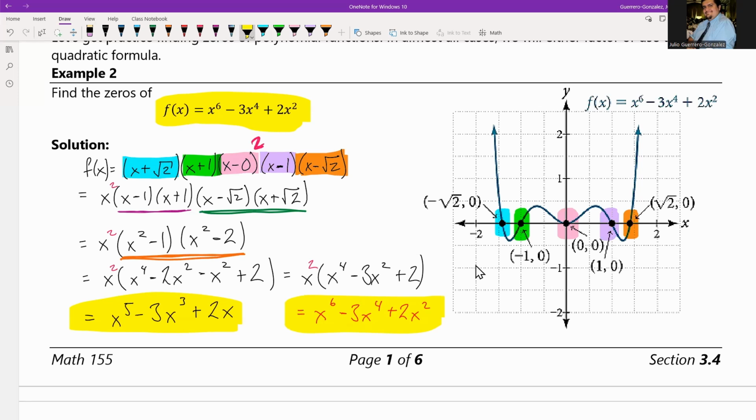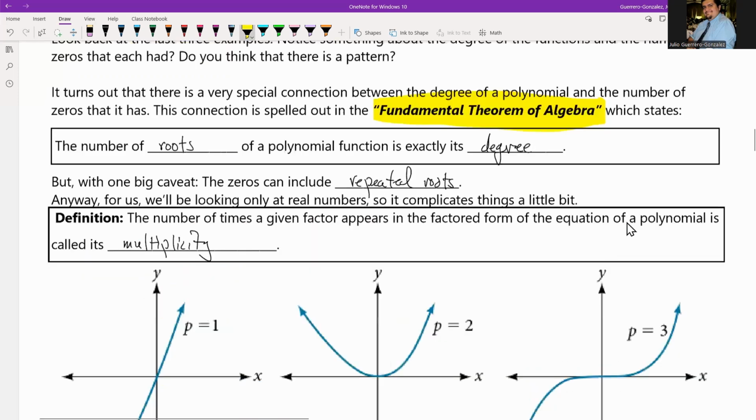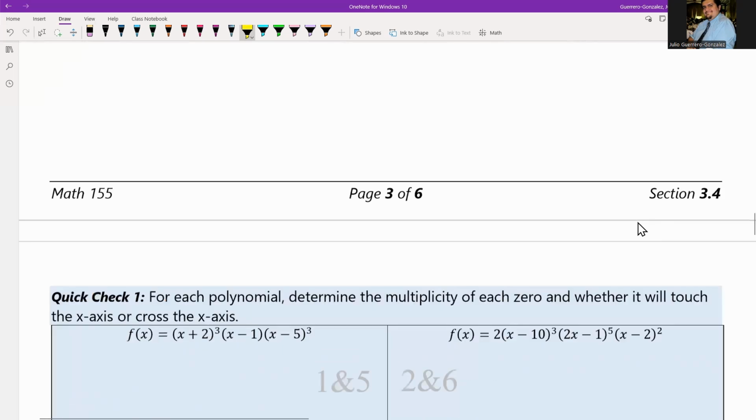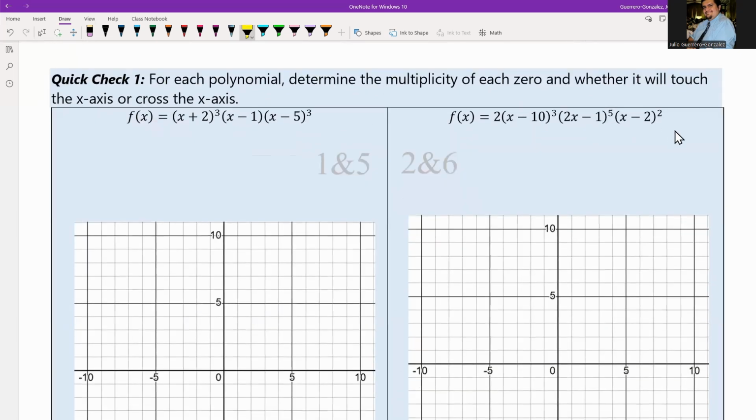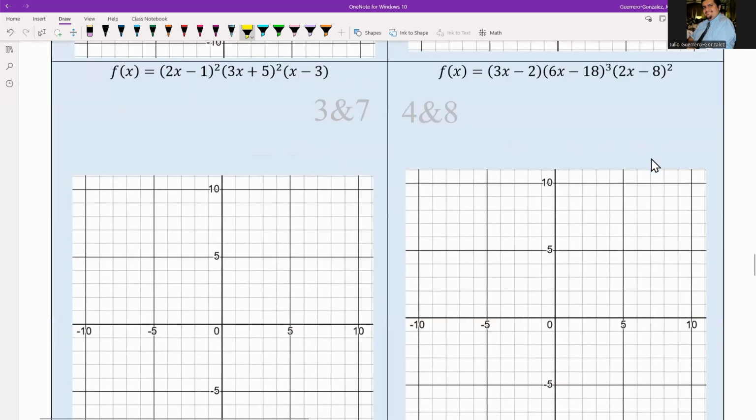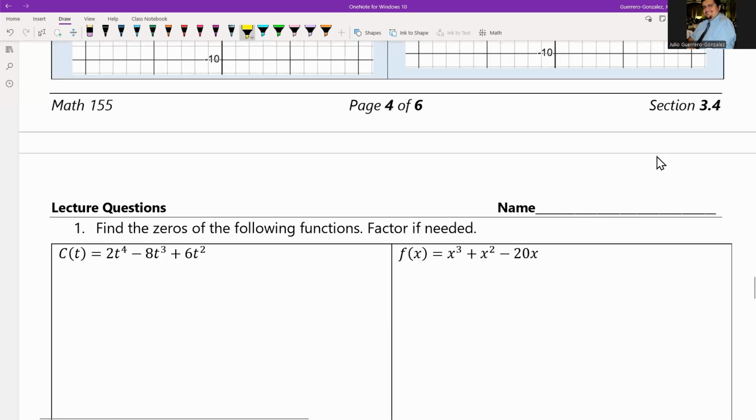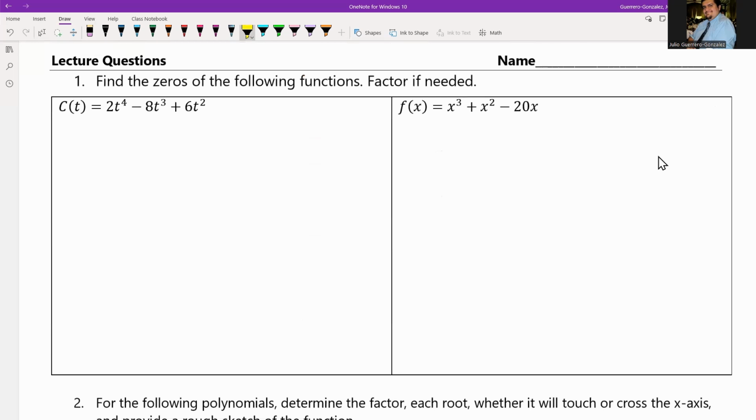All right. We're getting somewhere. What comes after this is some quick checks. I'm going to give you guys some functions that I'm going to have you figure out, right? And then after that, it is lecture questions. If there are any questions on the material that I just covered, ask me during class or come to my office hours. Besides that, happy studying.